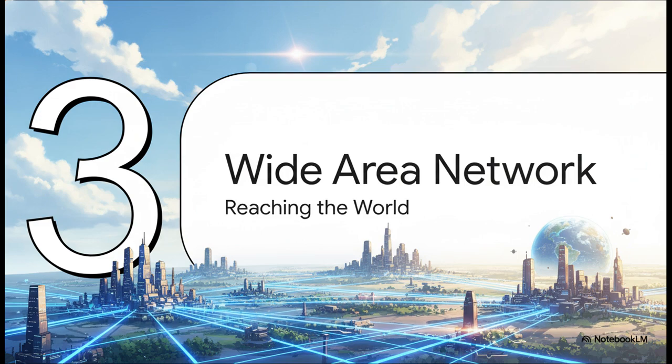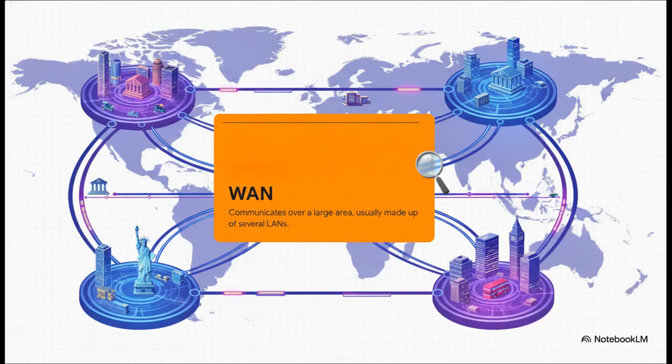Ready for our biggest zoom out yet? We are expanding from a single building all the way out to entire cities, countries, and literally the whole planet. This colossal scale is called a wide area network, or WAN. A WAN communicates over a huge geographical area.